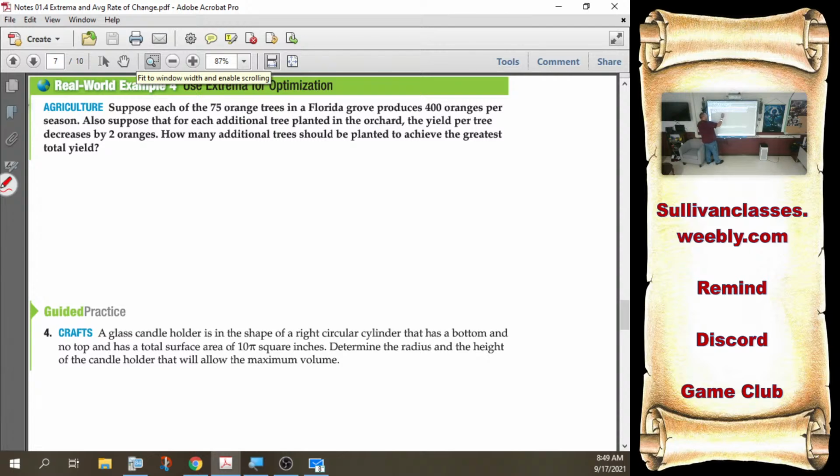I'll start with the basic, see if you can fill in the blanks. The total yield is the number of trees times the yield per tree. What did they say it was originally? Okay. There were 75 trees times 400 oranges per tree. I now need to modify that based on I'm going to be adding an unknown number of trees.